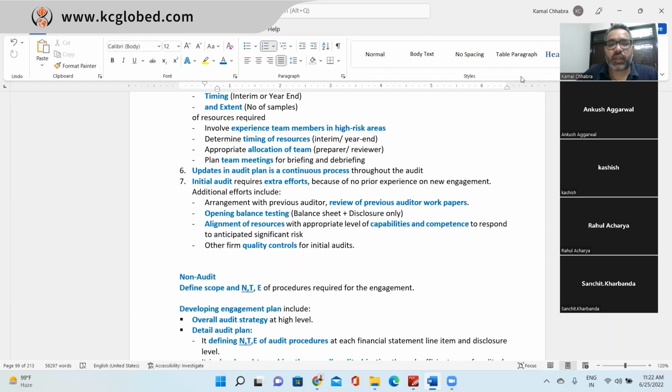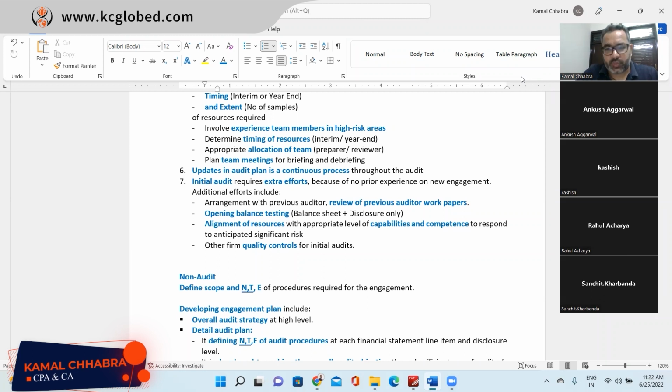So there might be two scenarios we'll be learning in detail. One, you are assuming the responsibility. The second, you are not assuming the responsibility. When you are assuming the responsibility, you need to test the opening balances and disclosures of the previous year, right? And why would we not assume the responsibility? Because that audit has already been conducted, and we just need to pick up the opening balances. Yes, very good point, Ankush.